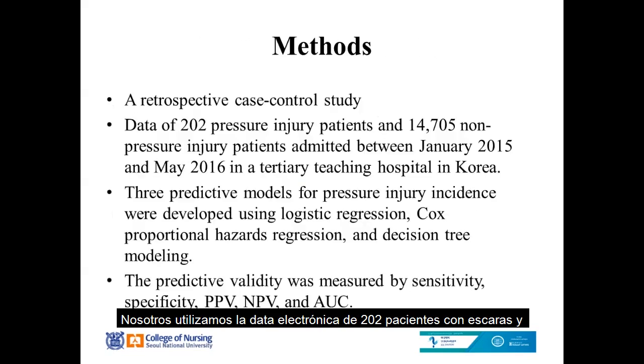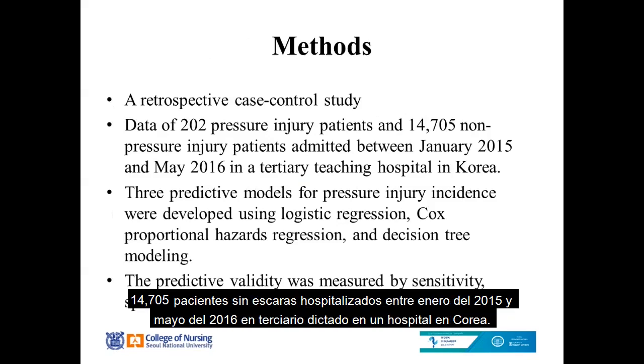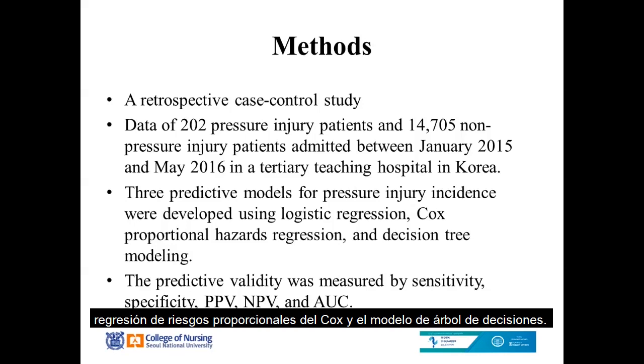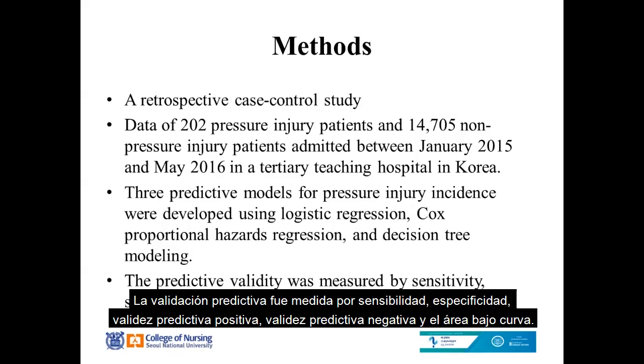We used data of 202 pressure injury patients and 14,705 non-pressure injury patients admitted between January 2015 and May 2016 in a tertiary teaching hospital in Korea. 3 different models were developed and validated in our study: logistic regression, Cox proportional hazard regression, and decision tree model. The predictive validity was measured by sensitivity, specificity, positive predictive value, negative predictive value, and area under the ROC curve.